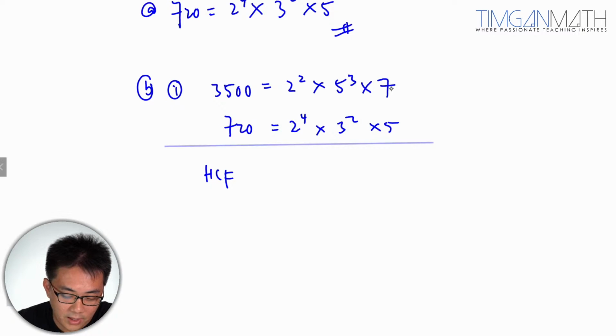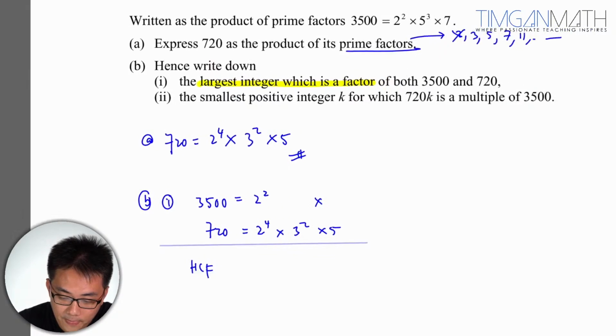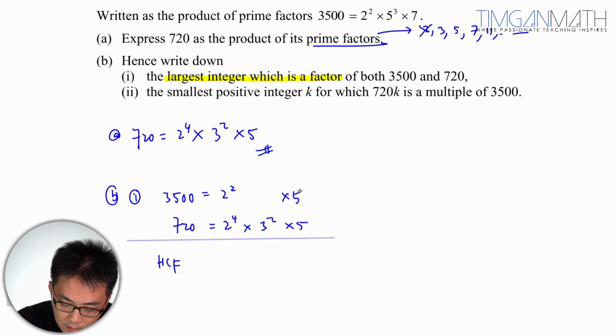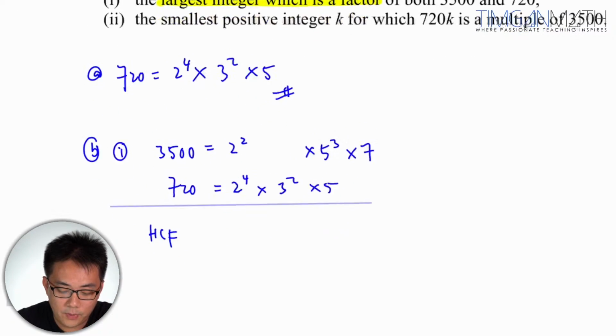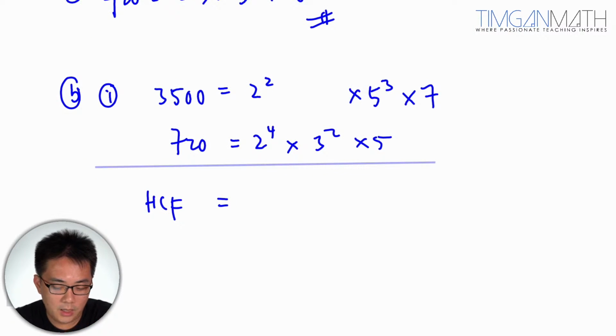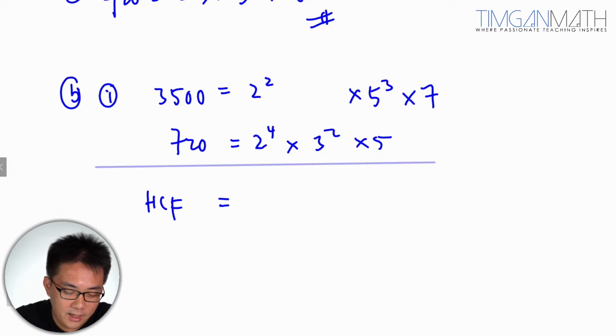I'm going to align the values properly. So 2 to the power 2 with 2 to the power 4 here, and this will be 5 cubed times 7. All right. So HCF, just imagine if 3,500 and 720, the first has got 2 squared and the second has 2 to the power 4.